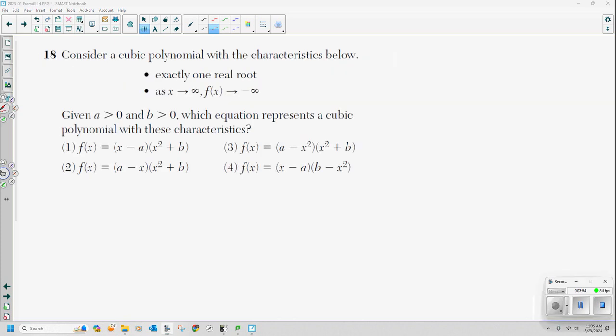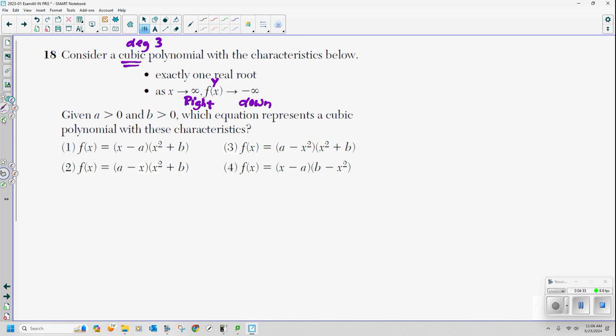Number 18 is tricky. Okay, consider a cubic polynomial with the characteristics below. It has 1 root, and then as x goes to positive infinity, or that means as x goes to the right-hand side, because that's where the positives are on the x, my y is going down or to the negatives forever. Okay, it is cubic, which means my degree or my biggest exponent needs to be 3. Okay. And they say, given that a is greater than 0 and b is greater than 0, which equation represents the cubic polynomial with these characteristics?